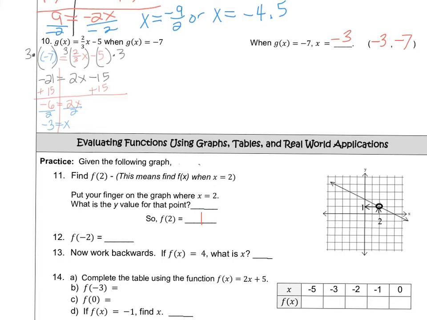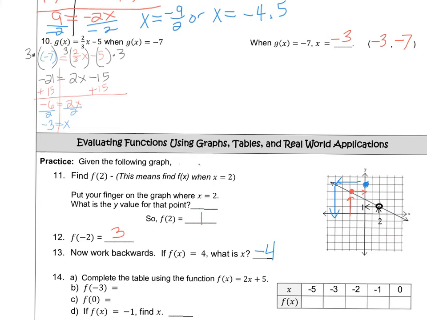Okay, so I want you to pause the video, and I want you to work number 12 and number 13 using the graph, and then check back for your answer. Okay, so when you look at it, when they give us the x value of negative 2, we go over on the x-axis to negative 2, and we go up to our graph, and then we see what the y value is, which happens to be positive 3.